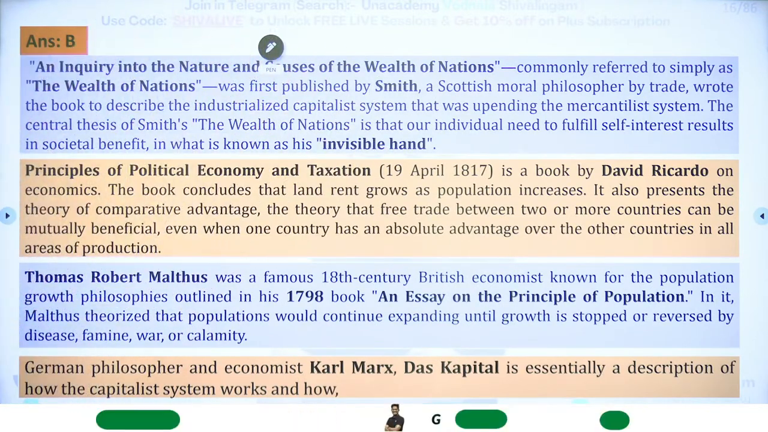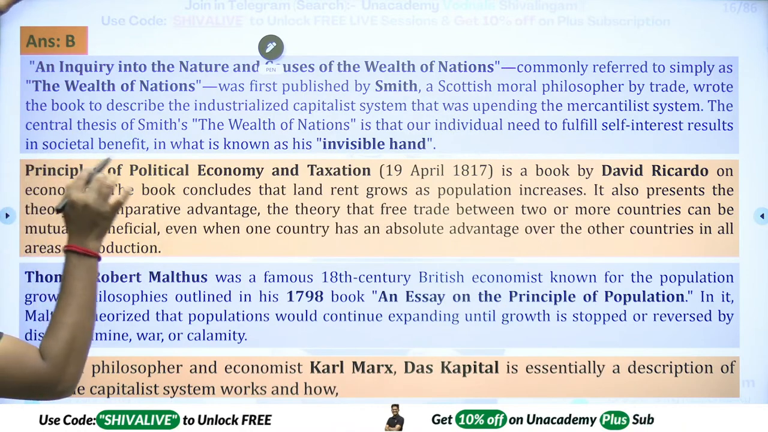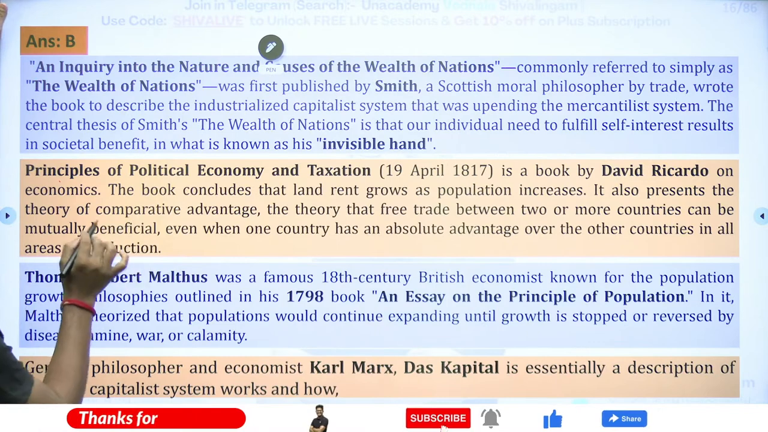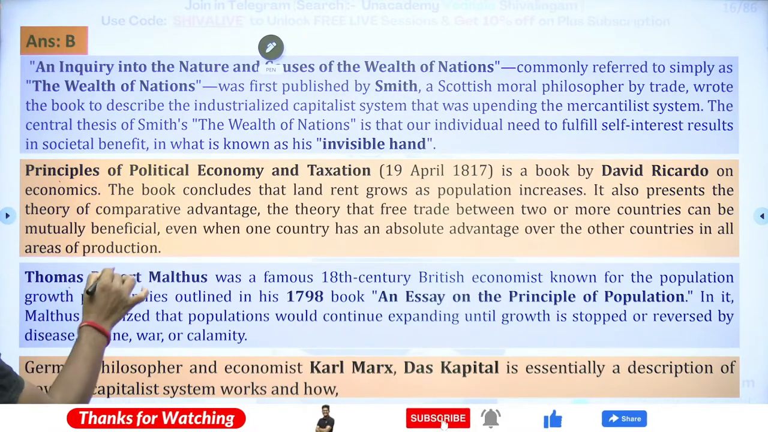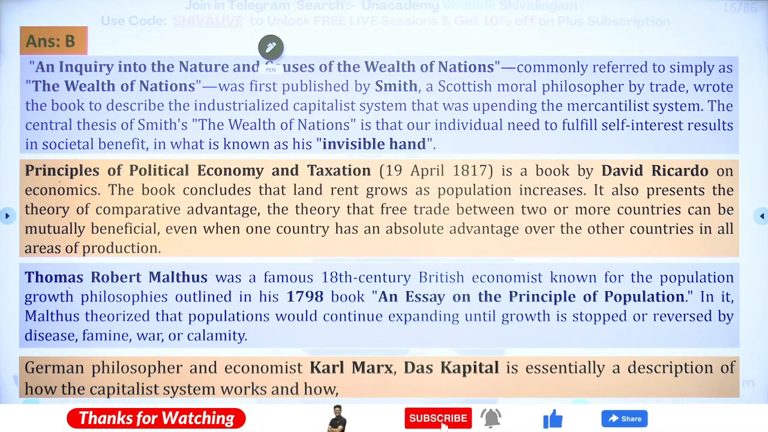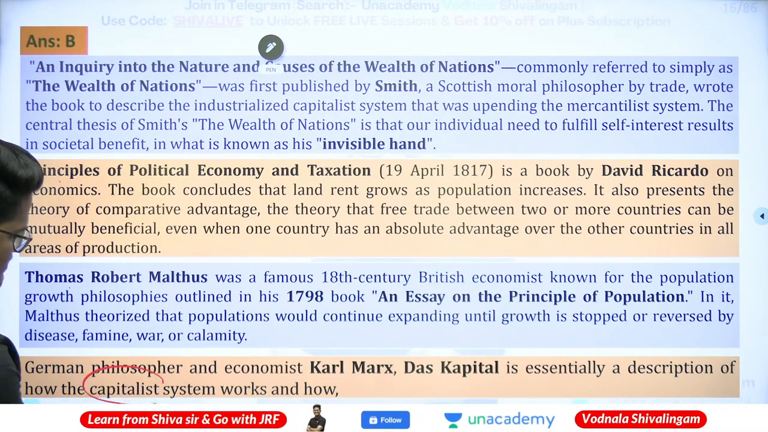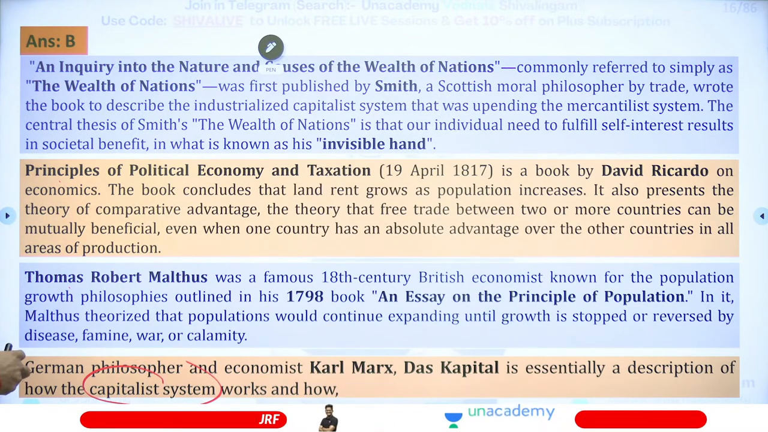So the nature and uses of wealth, Wealth of Nations, was given by Adam Smith, Principles of Political Economy and Taxation is by David Ricardo, and Thomas Robert Malthus wrote An Essay on the Principle of Population in 1798. The German philosopher Karl Marx wrote Das Kapital, which is essentially a description of the capitalist system, of how the capitalist economy works, that is given in this book.